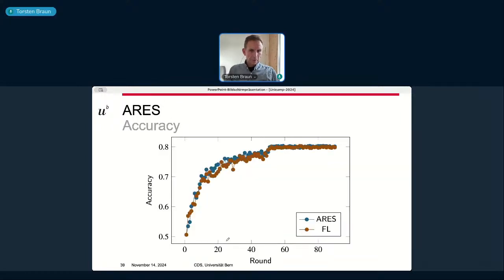Here are the final evaluation results about the accuracy and the convergence time. Here you see the number of training rounds, and we compare the accuracy of RS and federated learning, and we see that the convergence of RS was pretty good, more or less similar, or sometimes even better compared to federated learning.